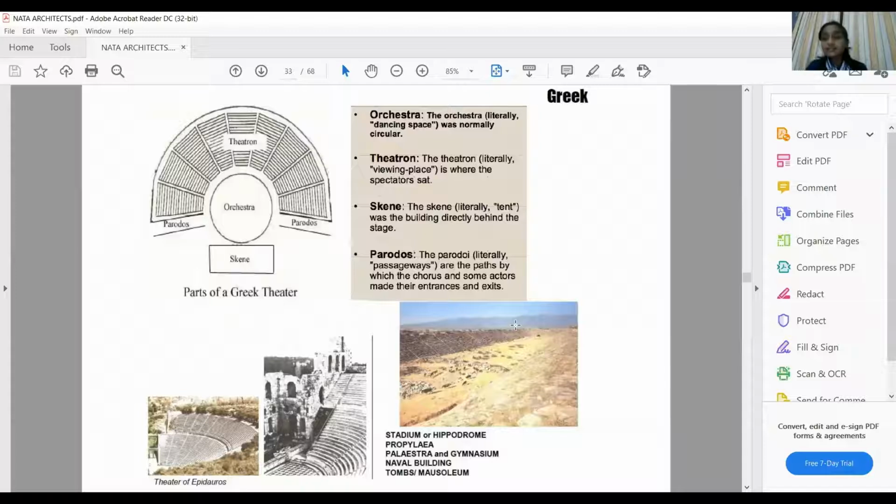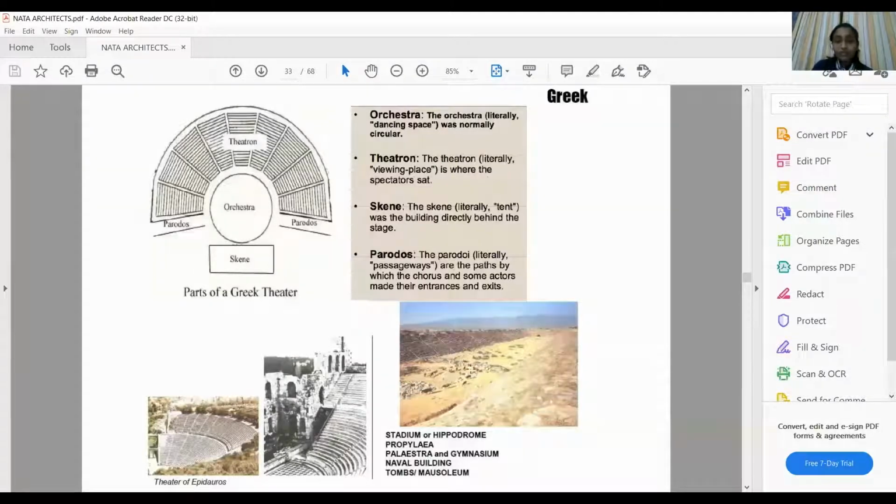So mainly it has this stage area or the performance area, which is referred to as the orchestra, and the seating belt, which is referred to as your theatron, and then has this building right behind your orchestra, which is referred to as the scene, and then the entry pathways, or the passageways, which are referred to as the parados. Okay, so these terminologies are very important. I know in a short period of time we've compiled a lot of information, but you will have to remember and make note of each of these elements.